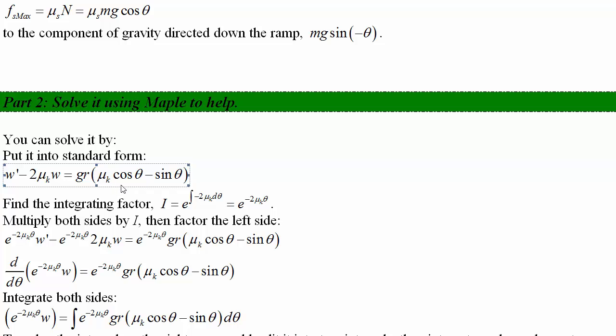Put it into standard form. So we put all the w's on the left and we clear the coefficient of w prime. And we leave everything that doesn't have a w in it on the right. Then we find the integrating factor, e to the integral of the coefficient of the 0th derivative of w, which in this case is e to the negative 2 mu k theta.